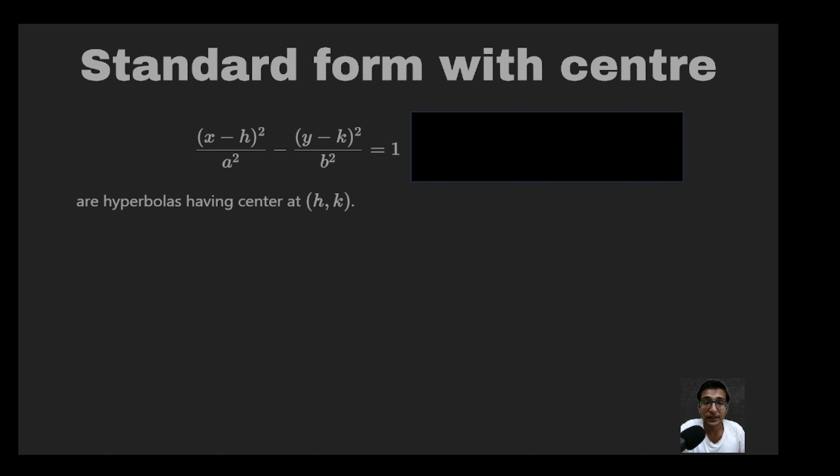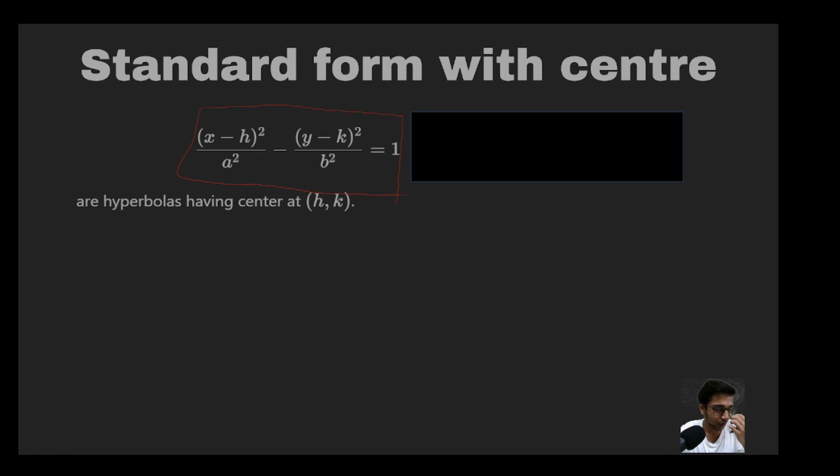Now let us look at the standard form of a hyperbola where a center has also been given to you. Again, it is nothing different from the ellipse. As we had studied in ellipse, there are no changes that we do in the equation. The only thing is x minus h is added and y is written as y minus k. So similarly, that has been shown here. This is how you can write down the standard equation of a hyperbola.